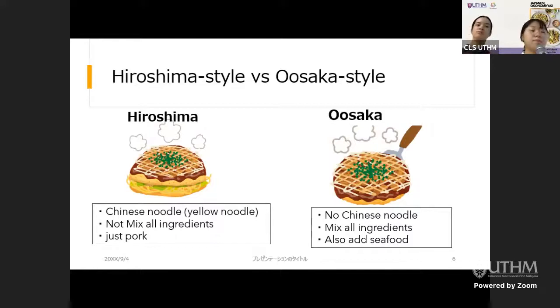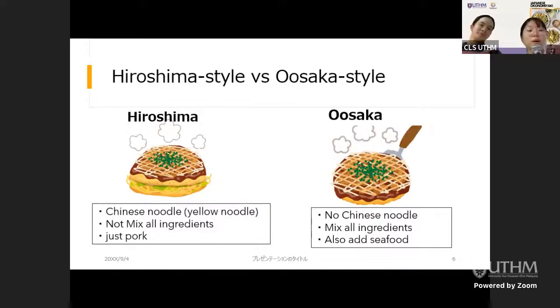Then, what is the difference between Hiroshima and Osaka? Hiroshima style is the left one. As mentioned, there are Chinese noodles and it is topped with pork. Also, it doesn't mix the ingredients. As the sensei said, there are a lot of layers: flour, noodles, pork, cabbage. It is layered.